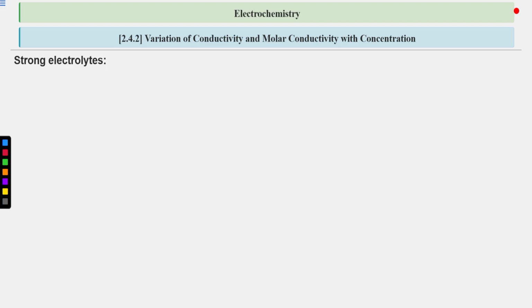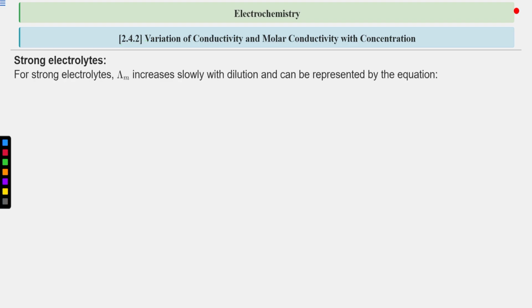And so strong electrolytes, which come under the topic or subsection 2.4.2, we define that for the strong electrolytes, the molar conductivity, that is lambda m, increases slowly with the dilution and can be represented by the equation. Okay, so for the strong electrolytes, this molar conductivity value increases with the dilution. If you are diluting the solution, the molar conductivity will increase, and it can be represented by the equation lambda m equals lambda m naught minus A C to the power half. Okay, this is the NCERT equation 2.23 given in our NCERT textbook.